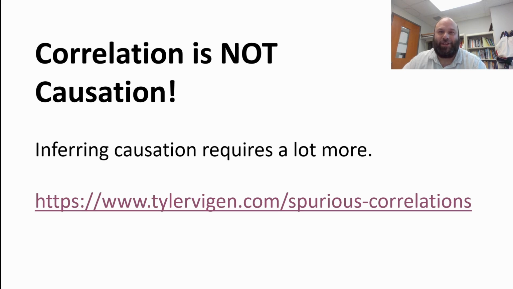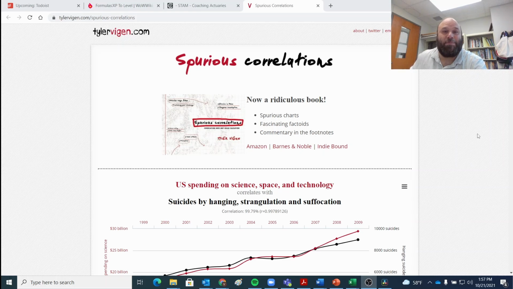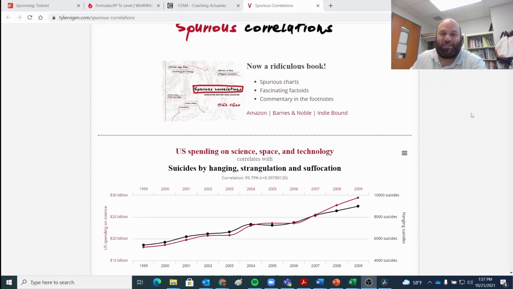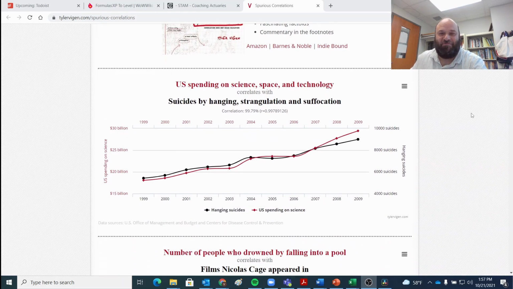And so the website down there, which I'll put into our Canvas shell, I'll put the link into Canvas, shows some very funny examples of spurious correlation. So let's visit the website and take a look. This website, Spurious Correlation, shows a bunch of random correlations that definitely involve no causation whatsoever.